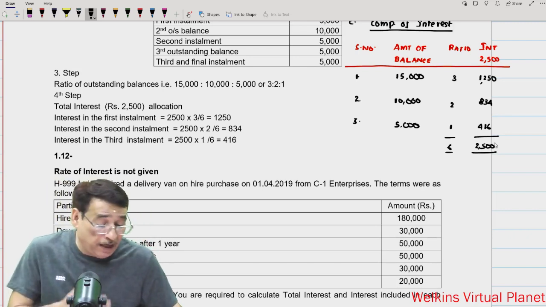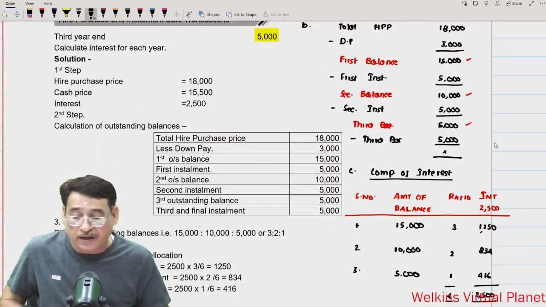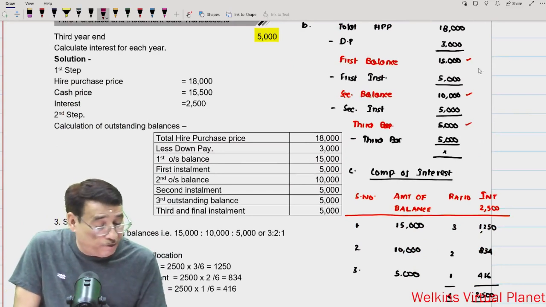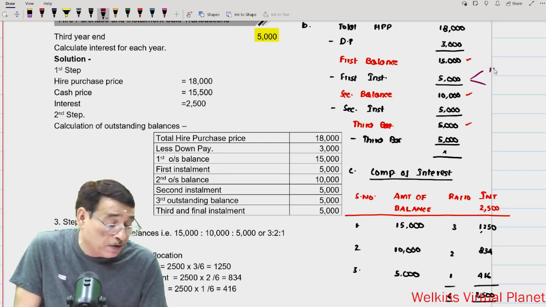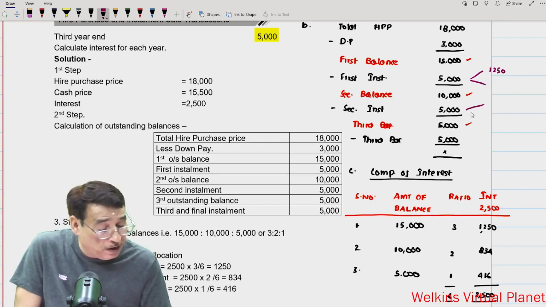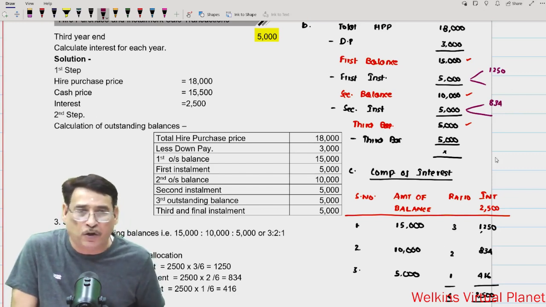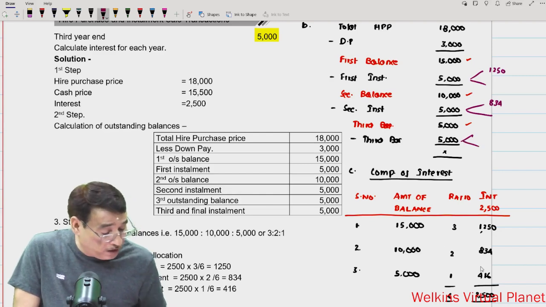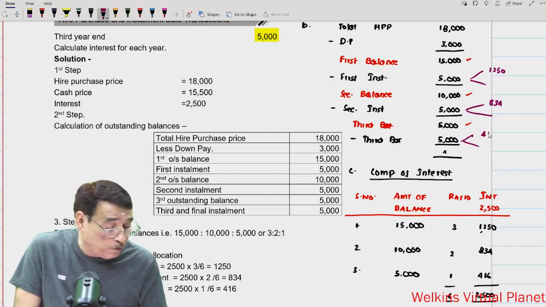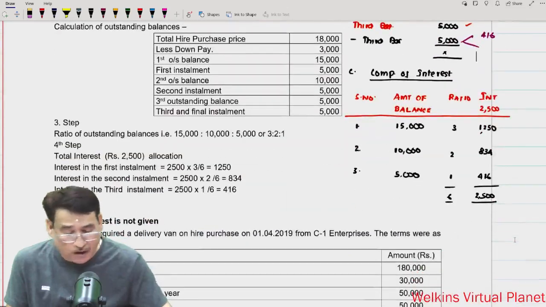That means now we have found out what is the interest element in the installment. For example, now I can say that as far as my first installment is concerned, this installment contains 1,250 as interest element, and the balance of course will be your cash price portion. Similarly, your second installment contains 834 as interest element, and the balance will be your cash price portion. You need not do it, your solution is already over. Just to make you understand, similarly, your third installment contains 416 as interest and the balance as cash price portion. This is how you are going to compute. I have solved this question also here.